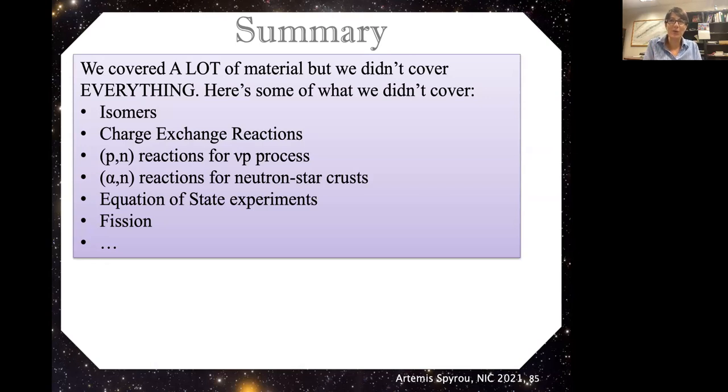So some examples of what we did not cover are isomers, charge exchange reactions, which I very briefly mentioned at some point, Pn reactions for the nu-p process, alpha-n reactions for neutron star crusts, equation of state experiments. There's a lot going on. Fission is a big thing that we didn't touch at all. So there's a lot that we skipped, but I hope the ones that we did cover were clear, and I look forward to talking about all of this with you soon.